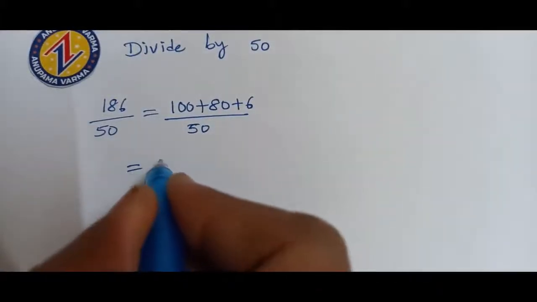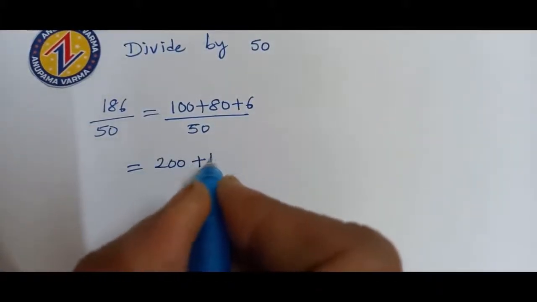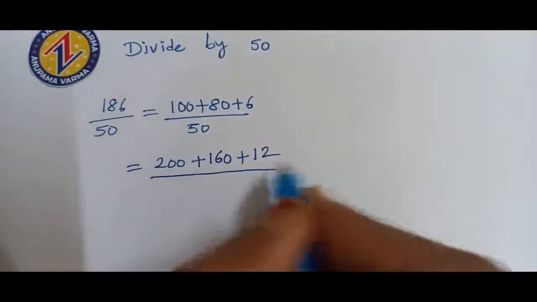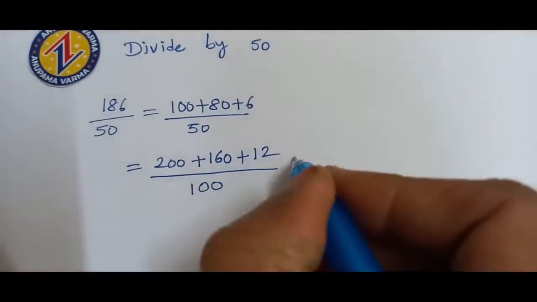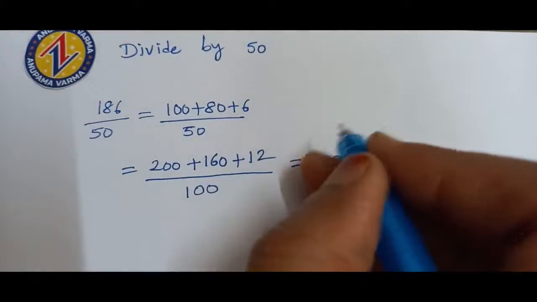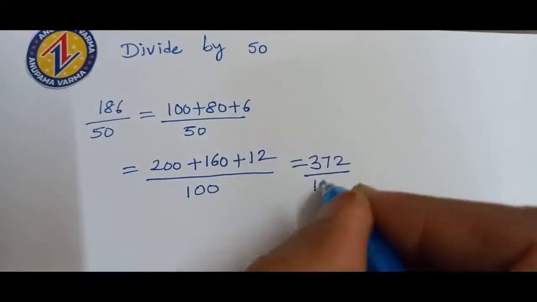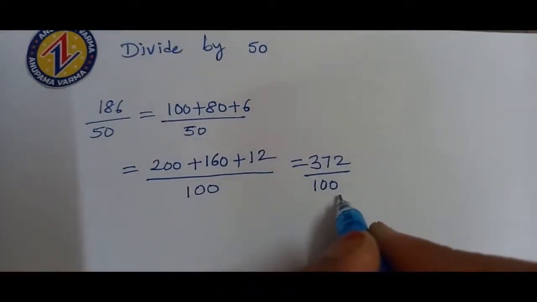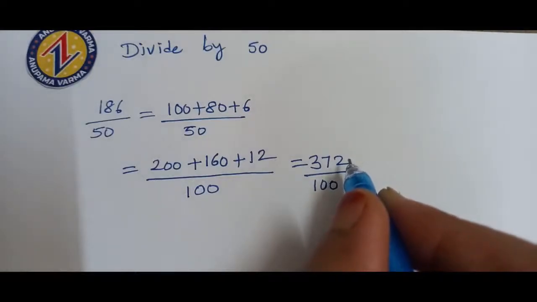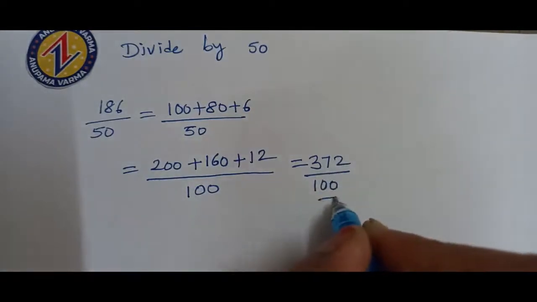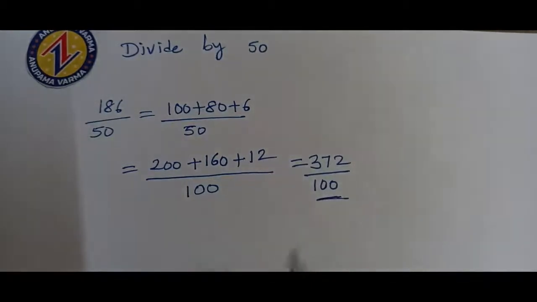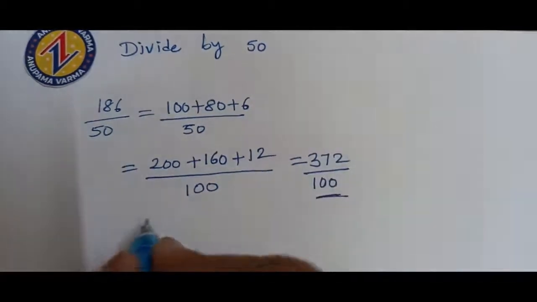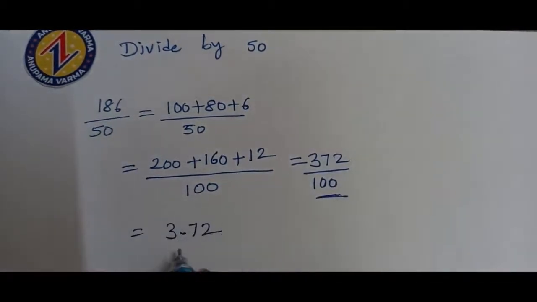Okay. Double it. 100 becomes 200. 80 becomes 160. 6 becomes 12. And this 50 becomes 100. Add these numbers, then you will get 372 and write 100 as it is. When you have denominator 10, then you need to keep a decimal after one digit from the right side. But here denominator is 100. So we need to keep a decimal point after two digits from the right side. So the answer is 3.72.